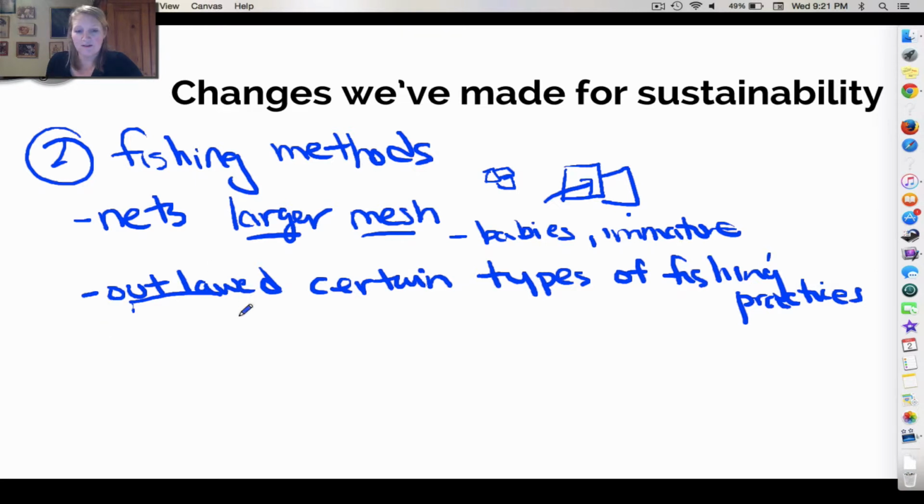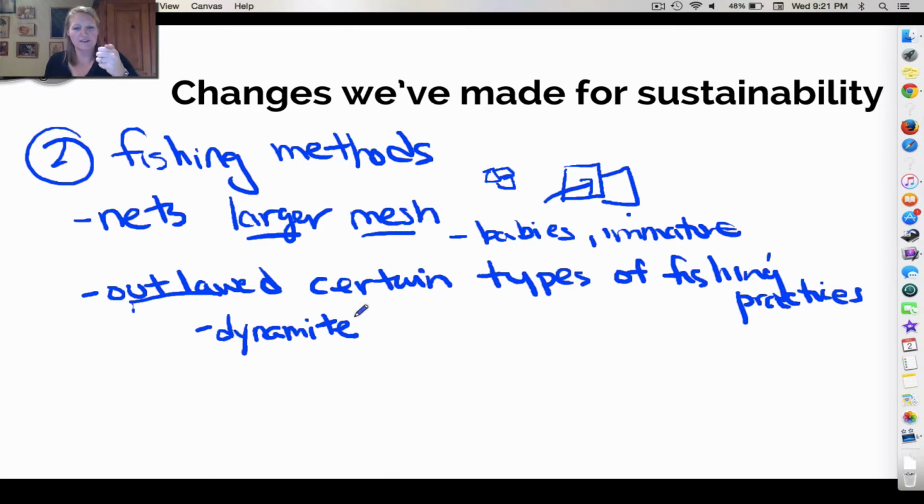Some of the other ones, just the more individual outlawed types of fishing, is actually using dynamite. I saw this in a movie. I'd never seen it before. It's Crocodile Dundee 2. It's one of my favorite movies growing up. But using dynamite, he threw this in like the New York harbor or something like that.